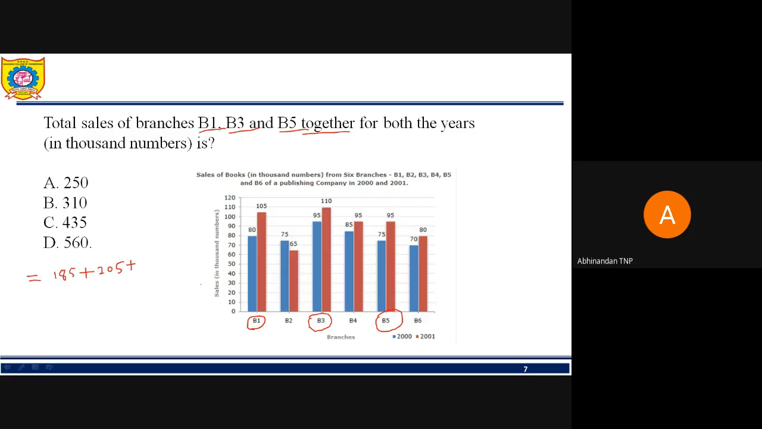It is 95 plus 75, it is 170. So how much is it? 205 plus 170 plus 85, it is 560. The total is 560 in 1000. So 560,000 is the total for both the years.